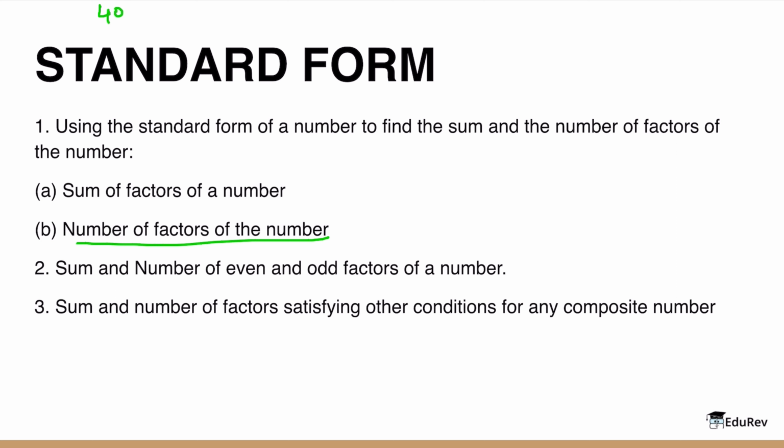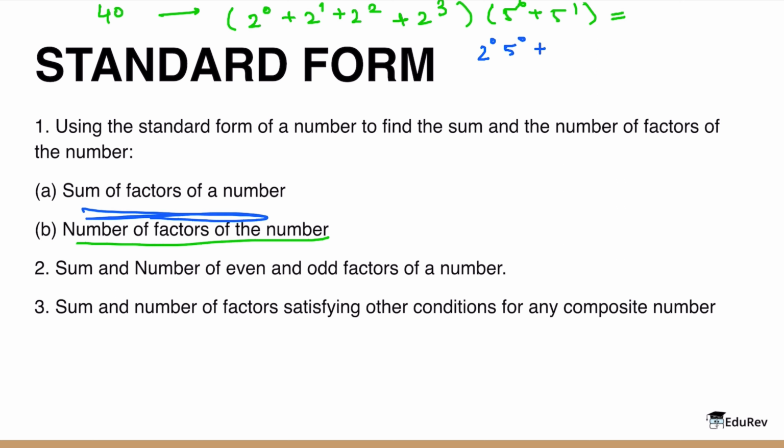So the number of factors of the number, and I'm taking 40 for that. Now obviously I can write 40 how? (2 to the power 0 plus 2 to the power 1 plus 2 to the power 2 plus 2 to the power 3) into (5 to the power 0 plus 5 to the power 1), correct? Now when I am going to expand it, how am I going to write this? I'm going to write 2 to the power 0 into 5 to the power 0. Please concentrate everyone on this, because what I'm explaining will cover the sum of the factors part as well, so I do not have to go back and explain that all over again. So just understand what I'm trying to do here.